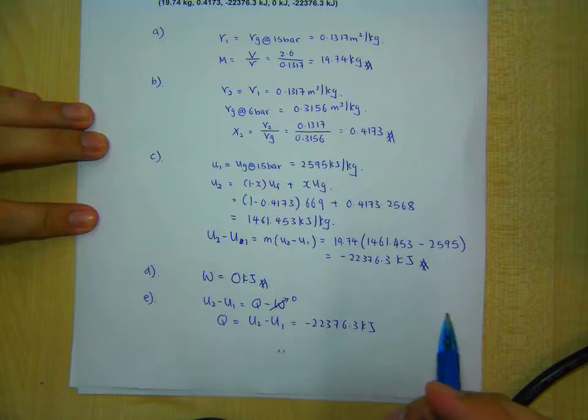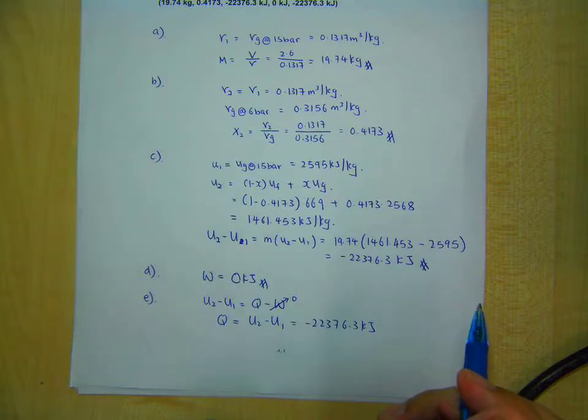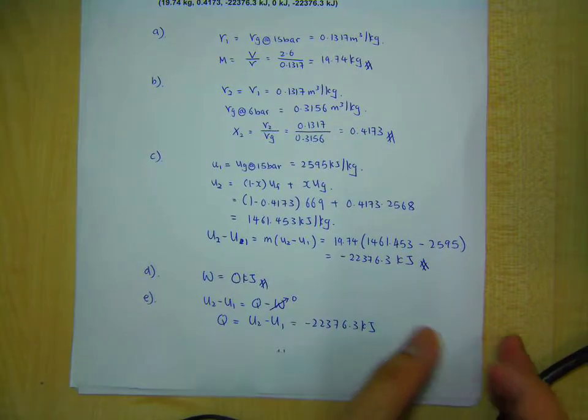So the last part, sketch the above process on a PV diagram. Get another piece of paper.